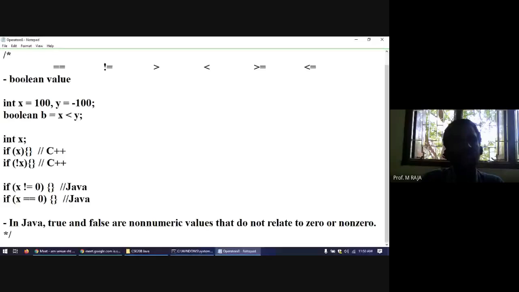The remaining operators are the same as those of C and C++ languages: greater than, less than, greater than or equal to, and less than or equal to. We can use these relational operators to form an expression called a relational expression. Then operators next.